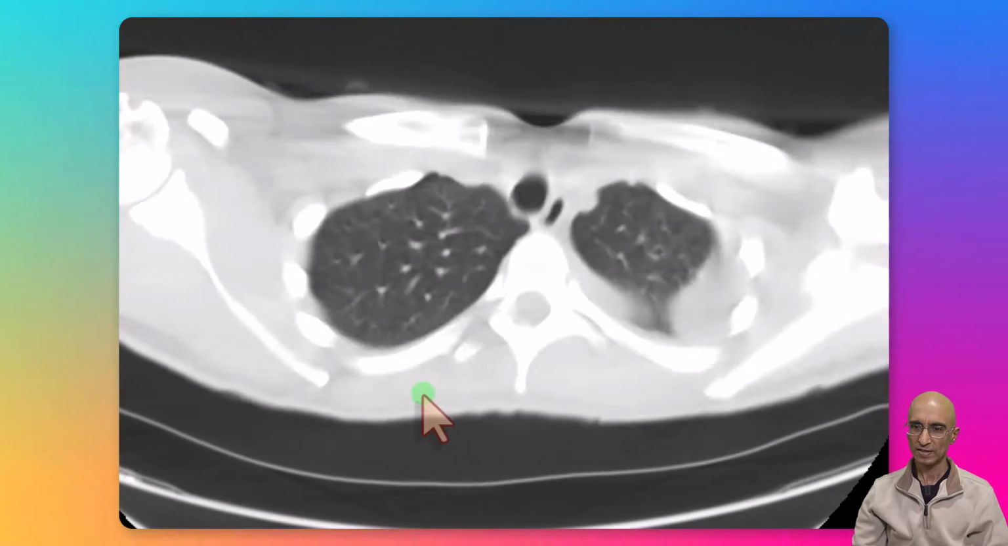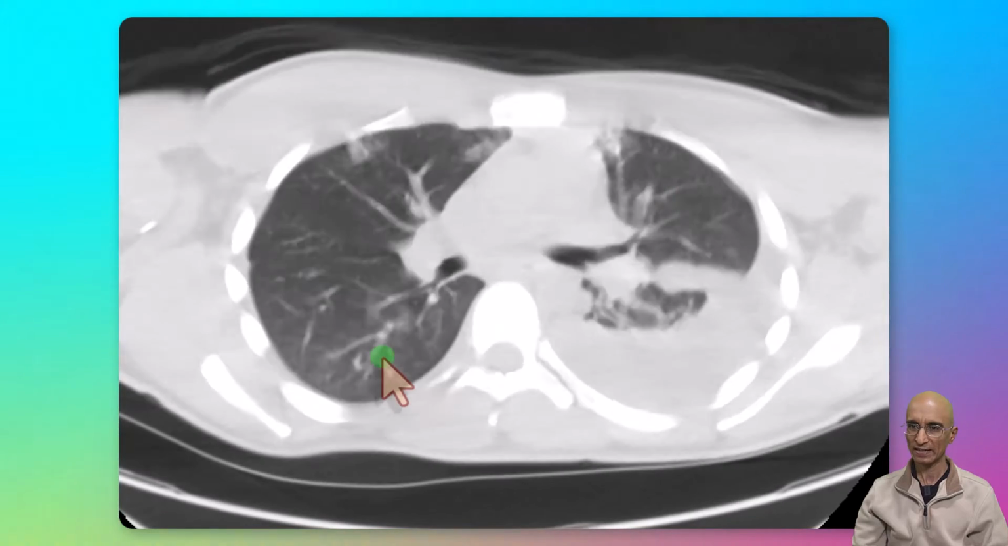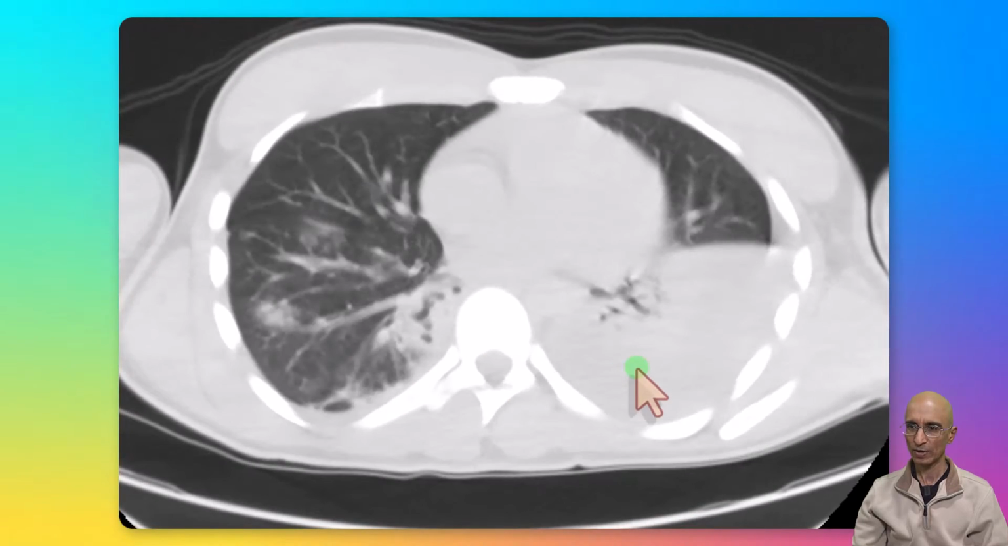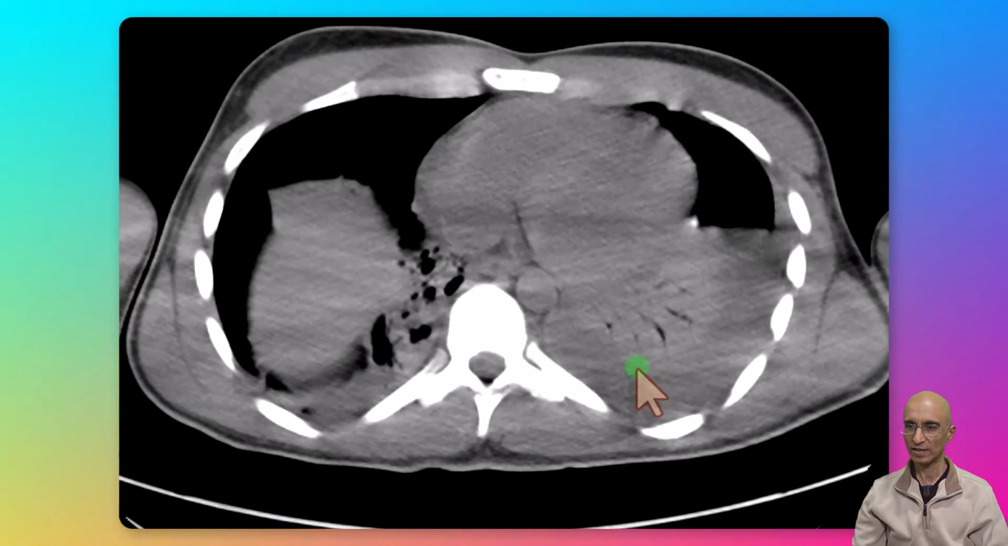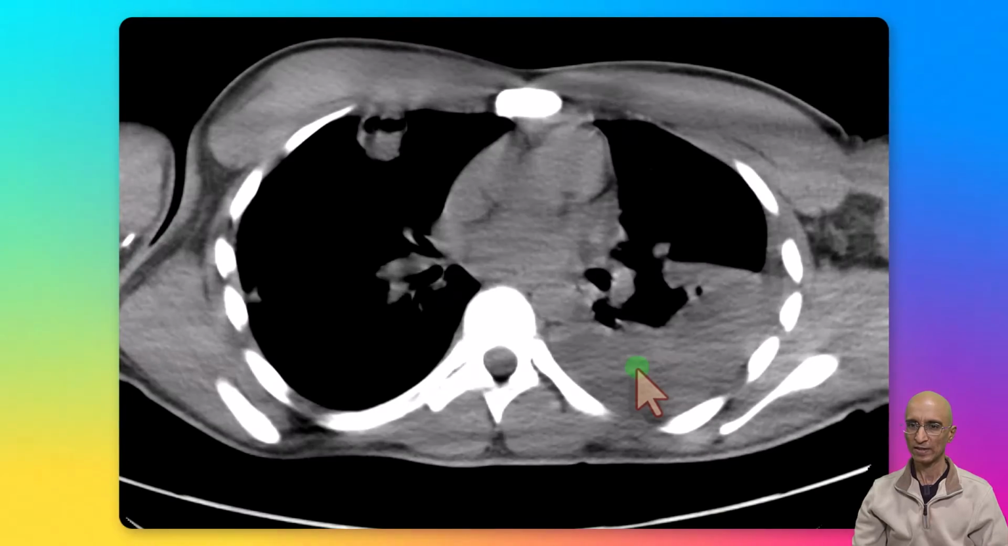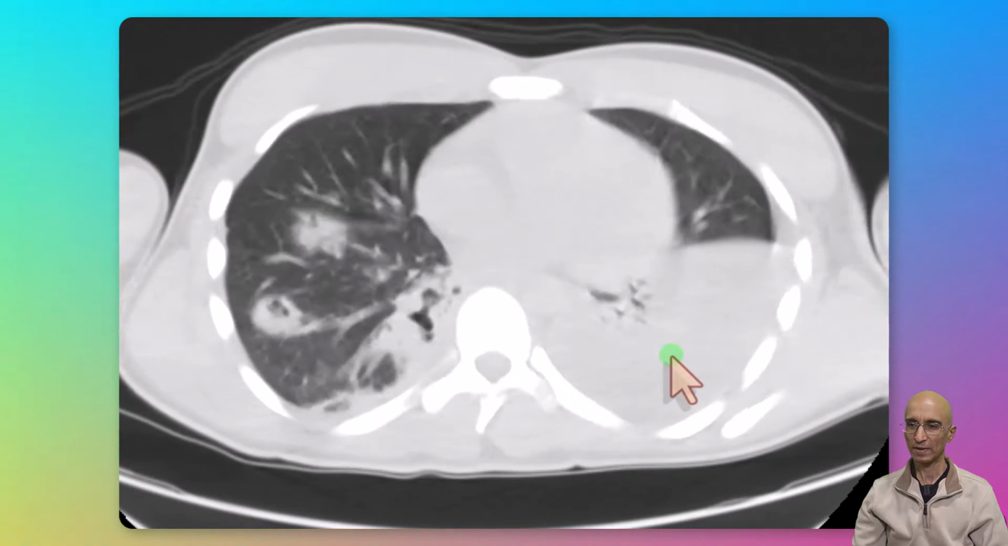On the CT chest examination, we can see multiple cavitary lesions in bilateral lungs. There is also a moderate size pleural effusion with adjacent consolidation in the left lower lobe. Findings are concerning for septic emboli with possible empyema in the left lung.